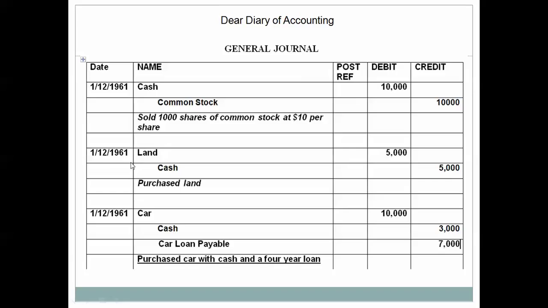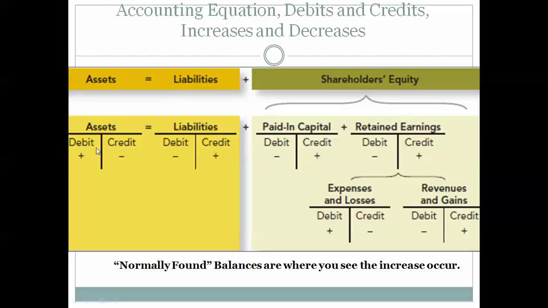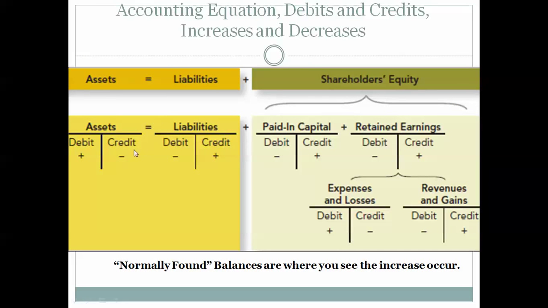We can go on and say on the very same day, we bought some land. Land is what type of an account? Do we like to have land? Yes, it's an asset. If an asset goes up, it's on the debit side. What did we give up? Well, we gave up some cash. Our cash went down. What type of an account is cash? An asset. So sometimes we can exchange one asset for another. Cash went down. We recorded it on the credit side.